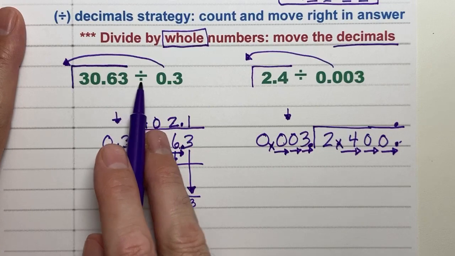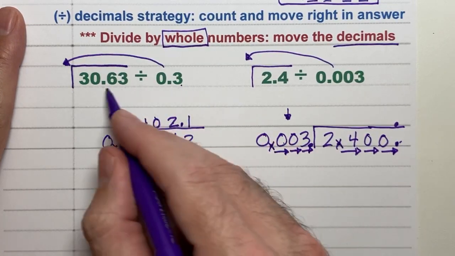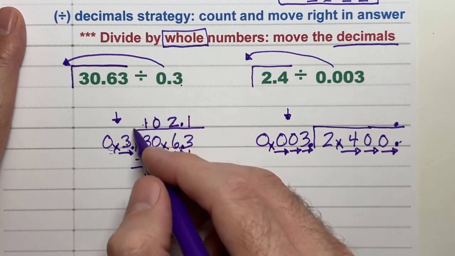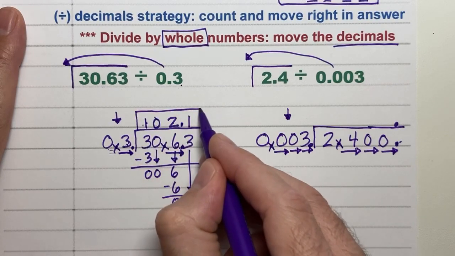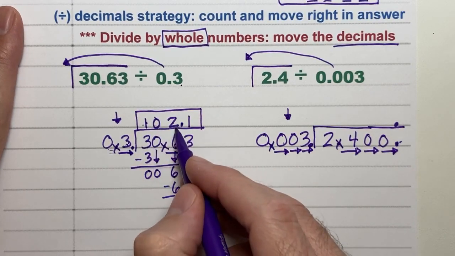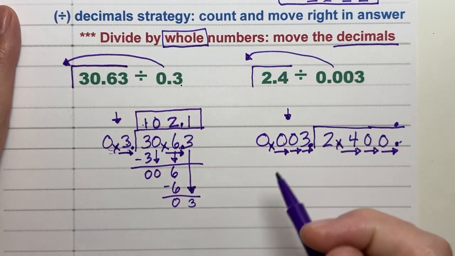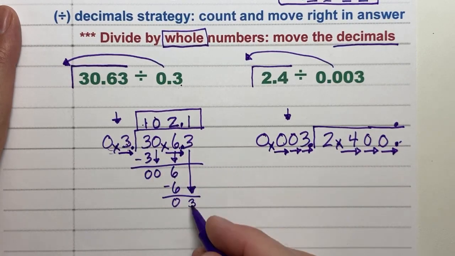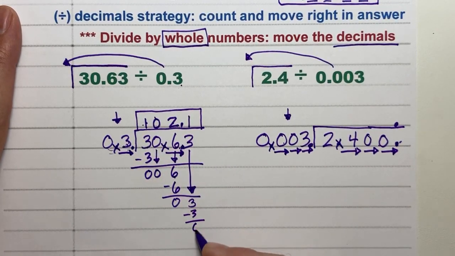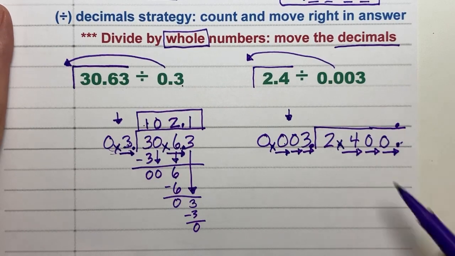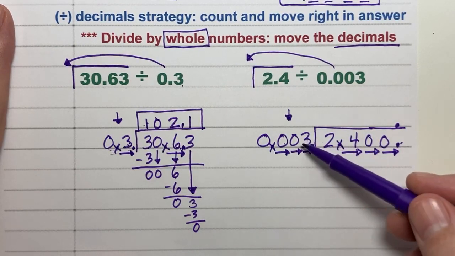30.63 divided by 0.3. This little number, 0.3, will divide in there 102.1 times. And we could finish this up down here. There is no remainder. Okay, so let's take a look at the next one.